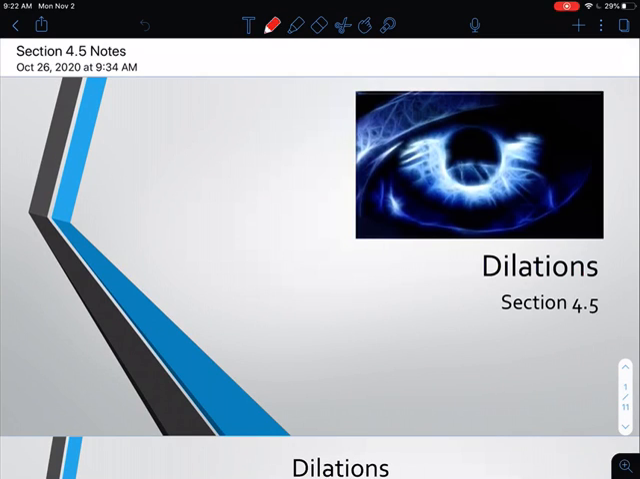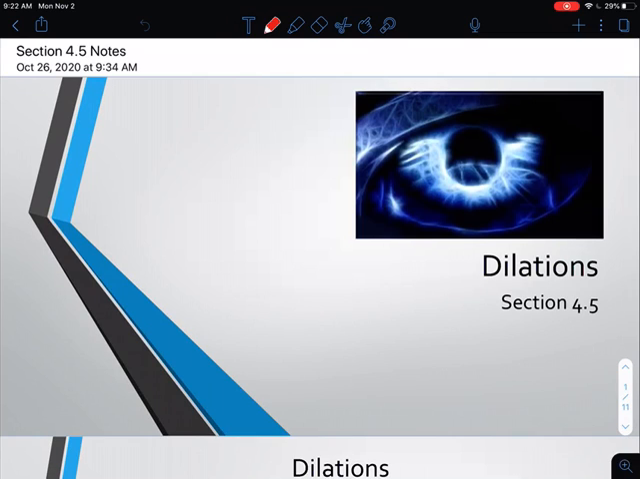All right, today we're going to talk about our last type of transformation. To this point, we've covered translations, reflections, and rotations, all three of which were rigid motions, which means that when we transformed using those particular types, we didn't change the size or shape of the object. So when we translated, it stayed the same size. When we rotated, it stayed the same size, and so on.